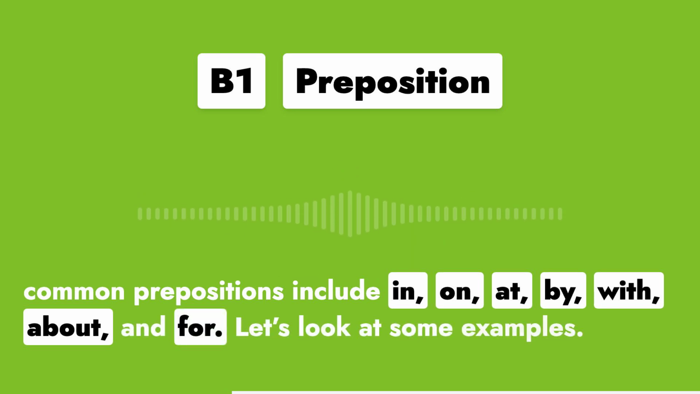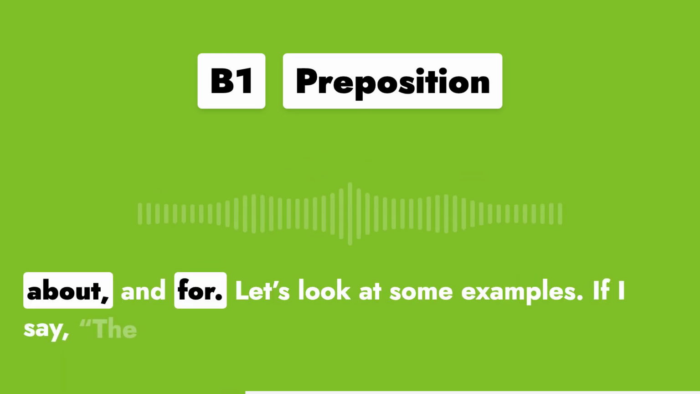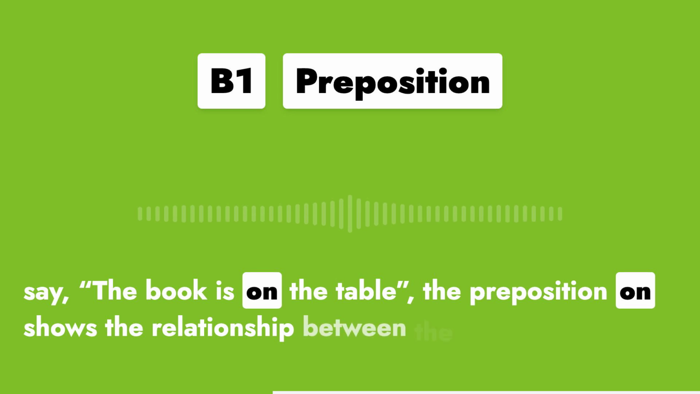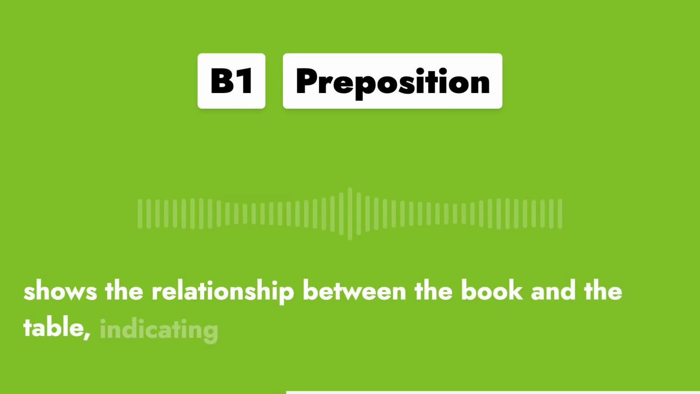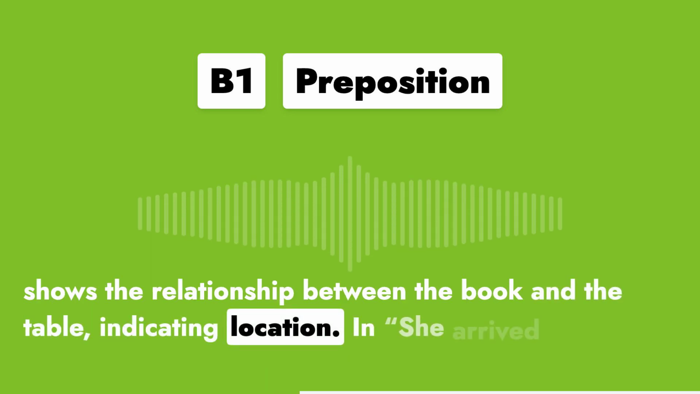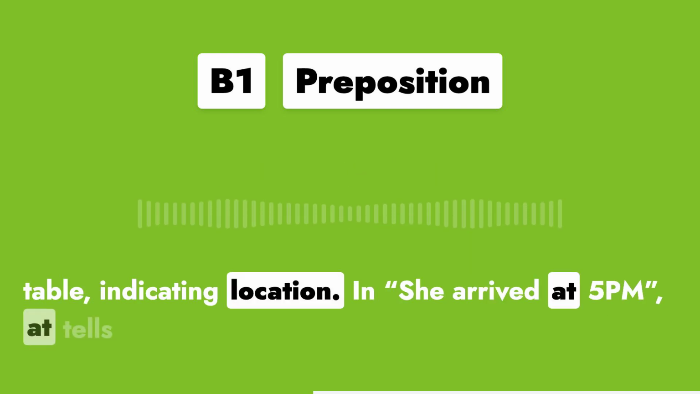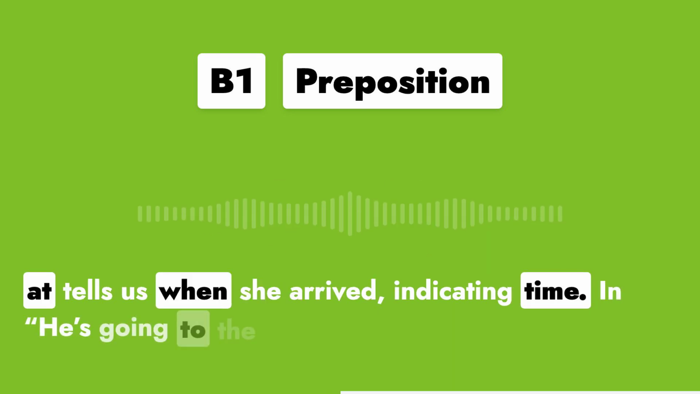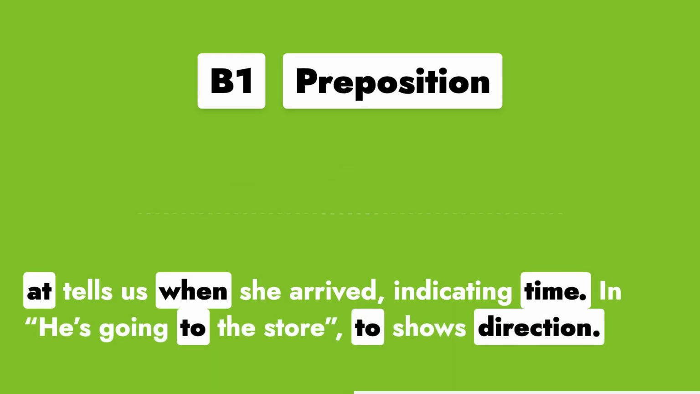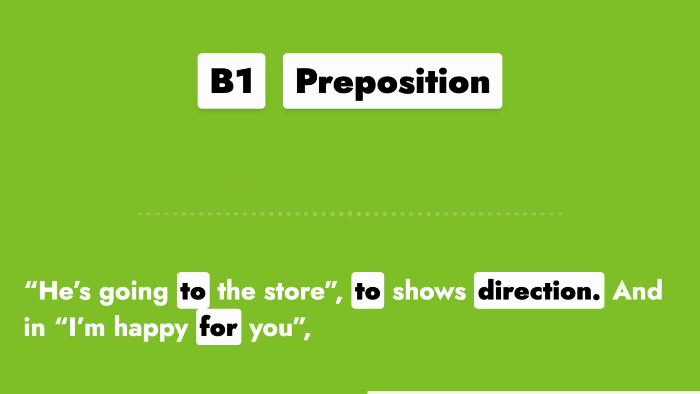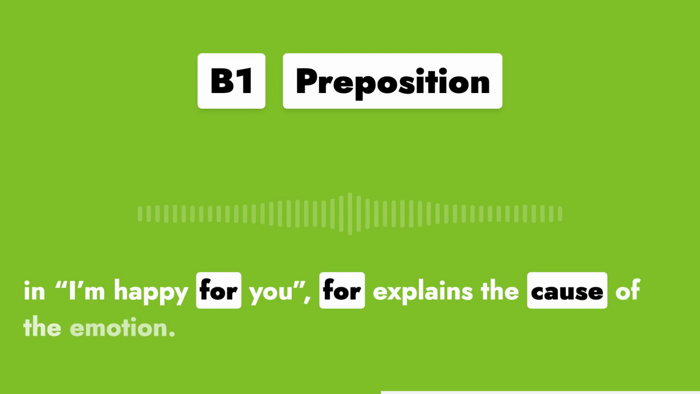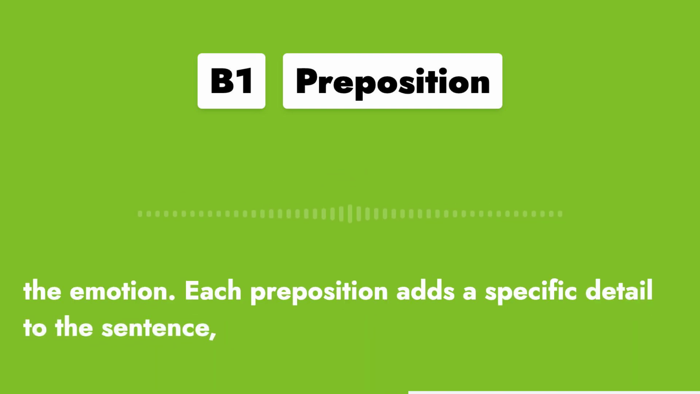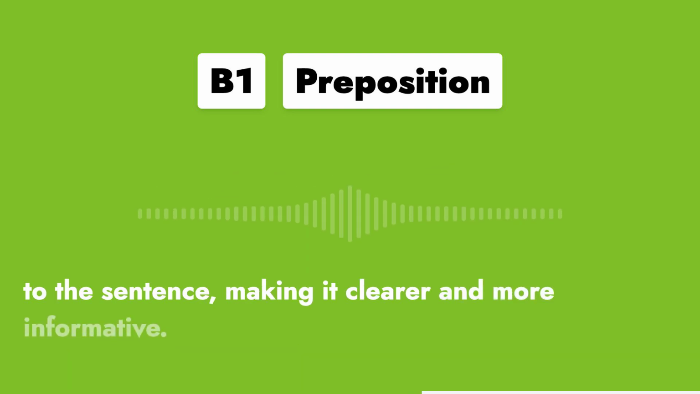Let's look at some examples. If I say, the book is on the table, the preposition on shows the relationship between the book and the table, indicating location. In she arrived at 5 p.m., at tells us when she arrived, indicating time. In he's going to the store, to shows direction. And in I'm happy for you, for explains the cause of the emotion. Each preposition adds a specific detail to the sentence, making it clearer and more informative.